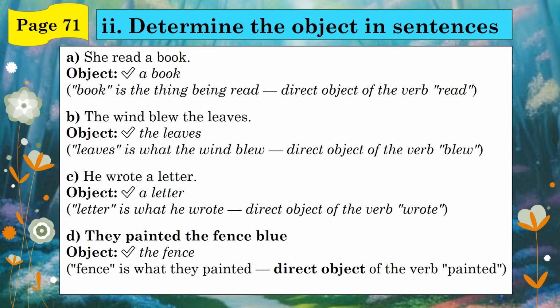3. He wrote a letter. The object is a letter. It's what he wrote. 4. They painted the fence blue. The object is the fence. It's what they painted. Every one of these sentences has a transitive verb, because there's a clear object receiving the action.